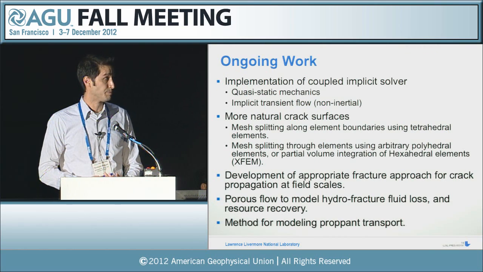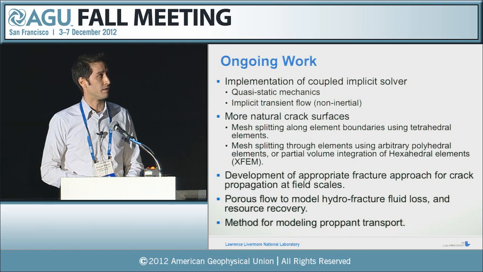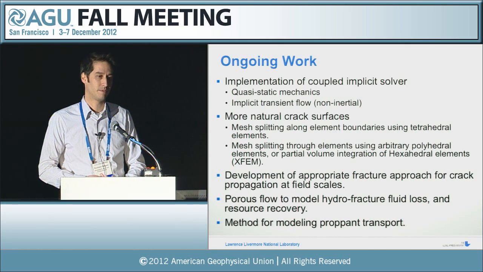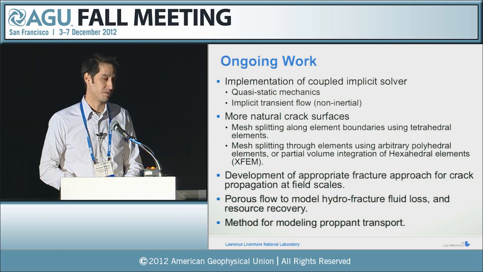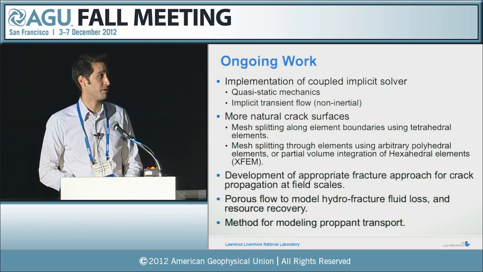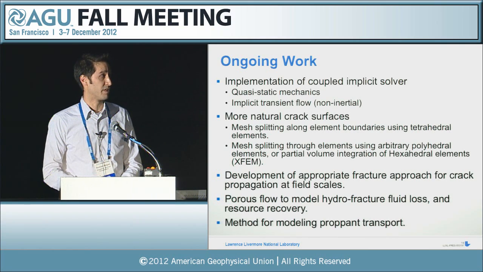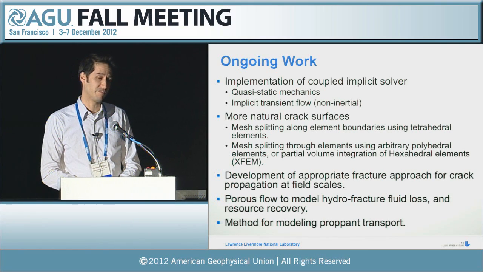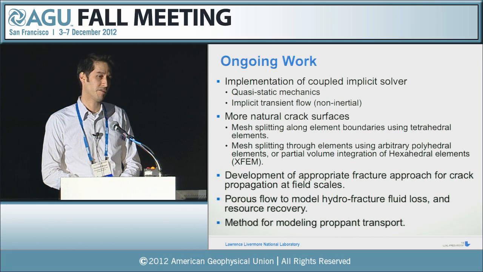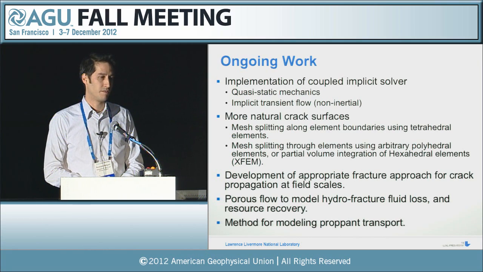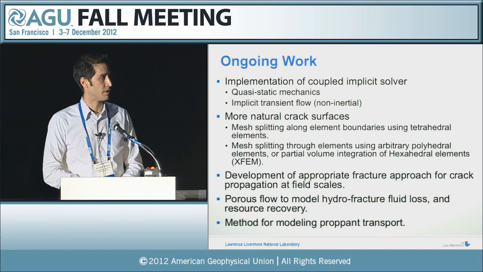So, ongoing work. We have to implement a coupled implicit solver, so that would be quasi-static mechanics. What I showed you was basically a dynamic simulation that required 1 million time steps for 30 seconds. We want to be able to run a full hydrofrac simulation, which is on the order of hours, so that's not really feasible. So we need an implicit coupled solver, more natural crack surfaces, and development of an appropriate fracture approach for crack propagation at field scales. We also need a porous flow model for hydrofrac fluid loss and resource recovery, or in the case of EGS, that would basically be the flow through the fracture network and the thermal flow into the fluid.